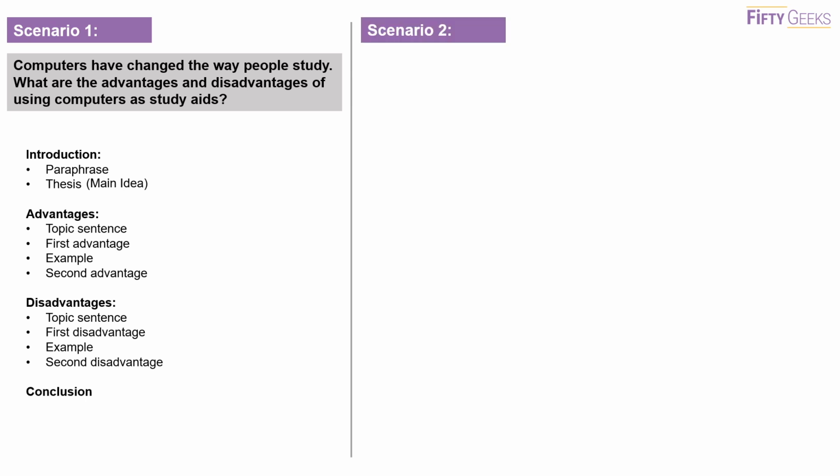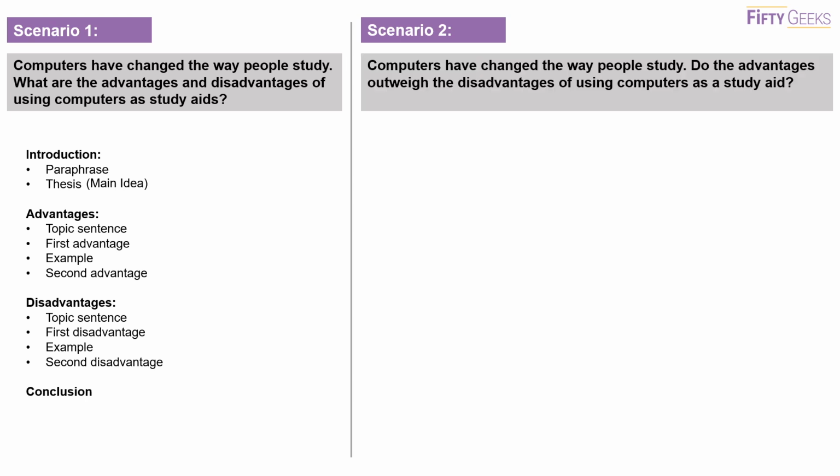Now we will take scenario 2. Sometimes the examiner will give you a topic and ask you if the advantages outweigh the disadvantages. Let's have a look at a sample question to better understand this scenario. We will take the sample question that can be asked as, computers have changed the way people study. Do the advantages outweigh the disadvantages of using computers as a study aid? In this scenario, we need to show one side is stronger than the other. Here we have 2 options to answer this type of question.